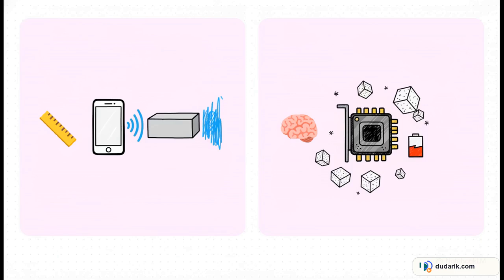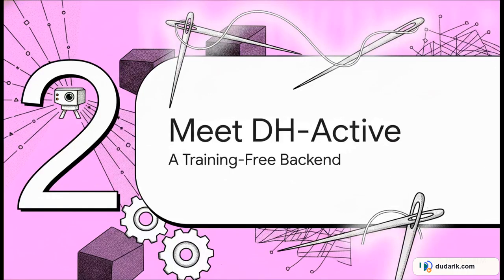Then, on the other hand, we have these massive learned multi-view neural networks and visual encoders. And sure, those models can guess the depth of an entire room, but they will absolutely drain your battery life, they require really heavy GPU compute, and crucially, they frequently just hallucinate geometry whenever they look at a textureless wall or an occluded area. Which brings us to Section 2, Meet DH-Active.